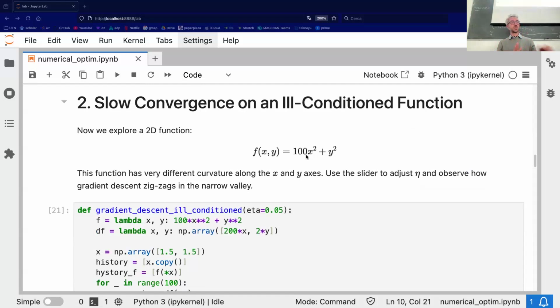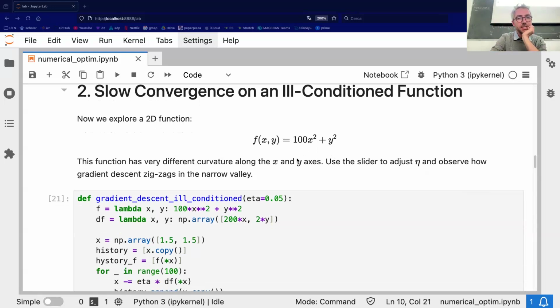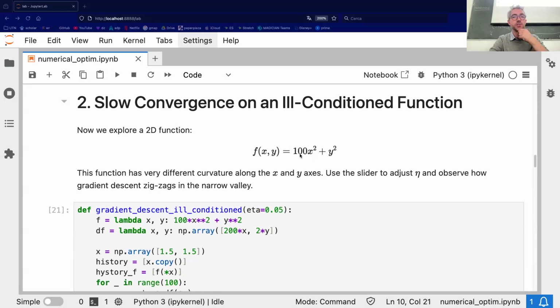Let's see now something a bit less trivial. So let's try to optimize another function. It's always quadratic, but this time it's a 2-dimensional function. So we have 2 input variables. I call them x and y. And we can see that there is one variable that has a coefficient that is much, much larger. Well, it's 100 times larger, which is not much by numerical standards, but it's sufficiently larger than the other to make this problem interesting to look at.